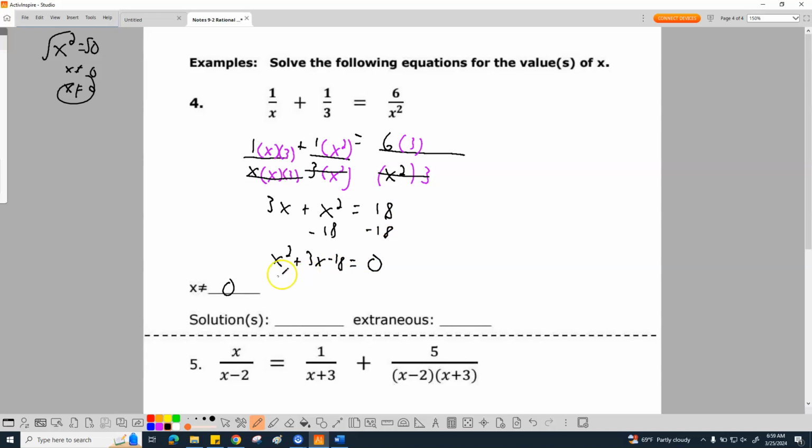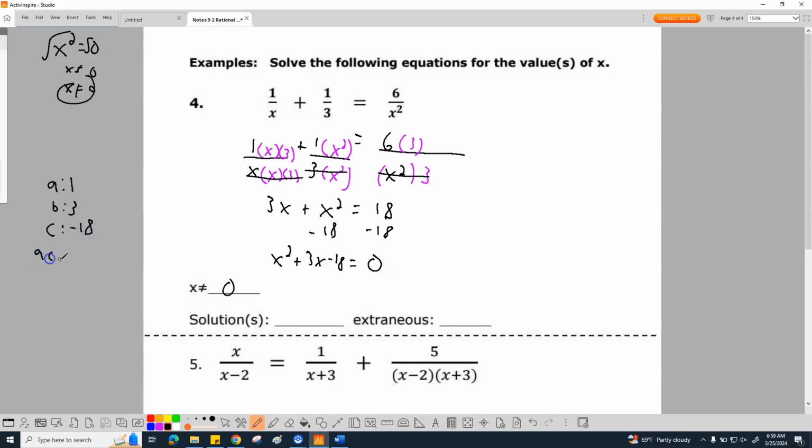Now you have to ABC this thing right here. You have to ABC it. So remember, A is equal to 1. When you have A equal to 1, that means you can do a shortcut. B is equal to 3. C is equal to negative 18.